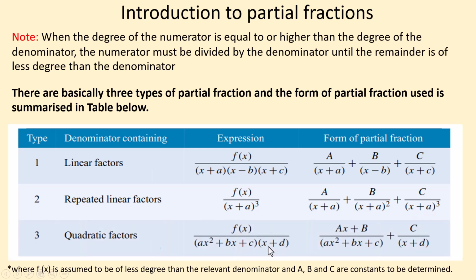We have another factor, which is the quadratic factor. How can we form a partial fraction for a quadratic factor? You see here we have a quadratic factor, but this other factor is linear. We can treat it as a linear factor. So for the quadratic factor, we have to form (ax plus b) over (ax squared plus bx plus c), plus c over (x plus d). We treat the linear factor as in the first condition. Okay, let's solve one example.